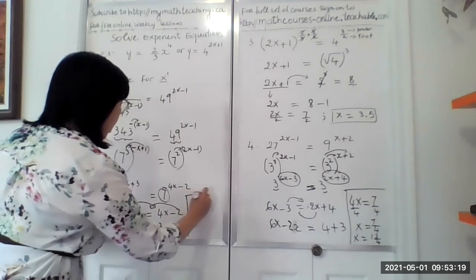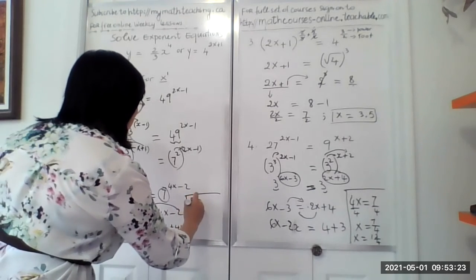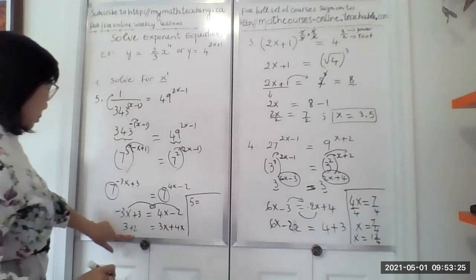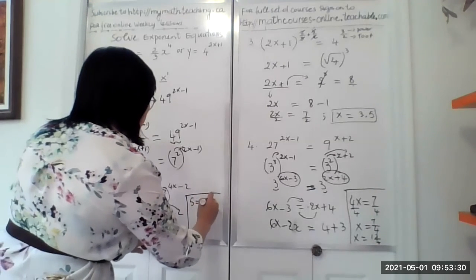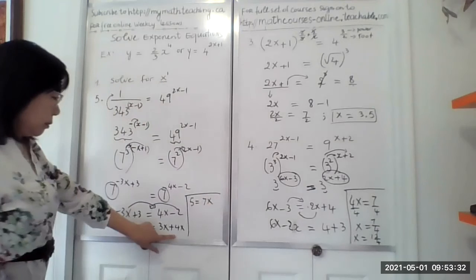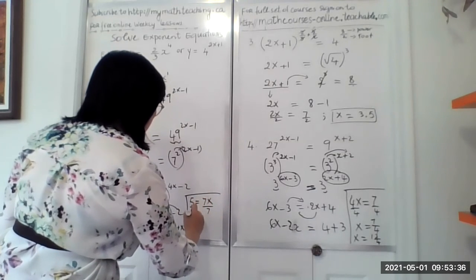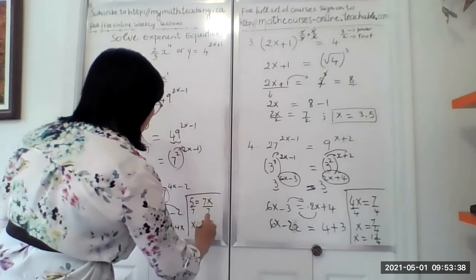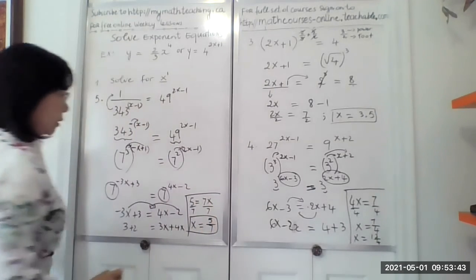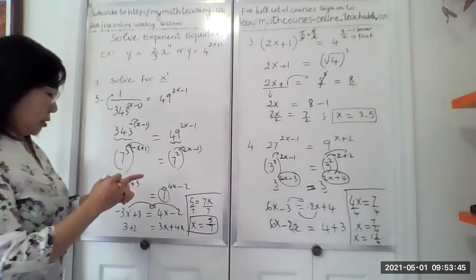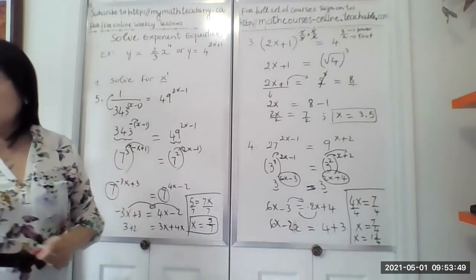So now I continue. I have 5 on the left, 3 add 2 is 5. And on the right-hand side, I have 7x, 3x plus 4x is 7x. So now I'm going to divide both sides by 7. So x equals 5 over 7 is my answer. So I'm done solving exponent equations here.